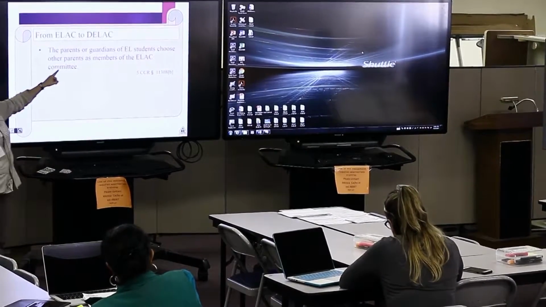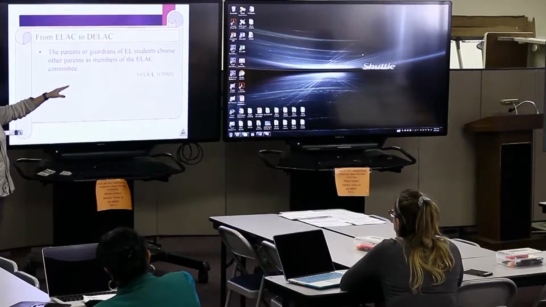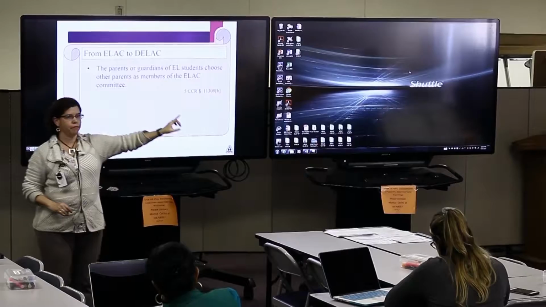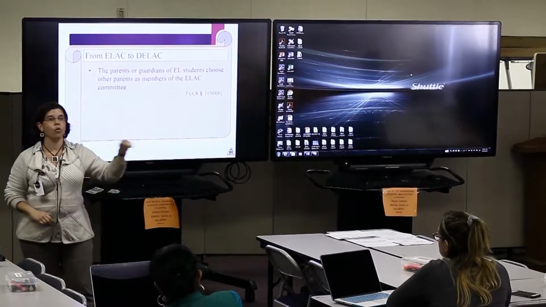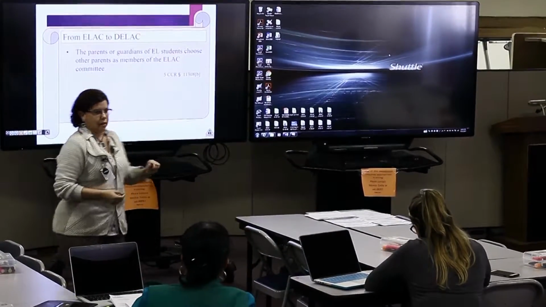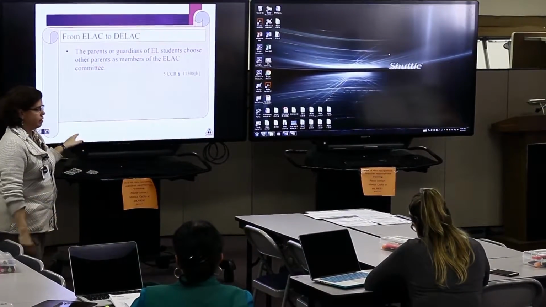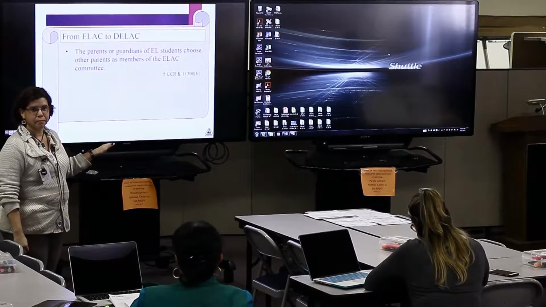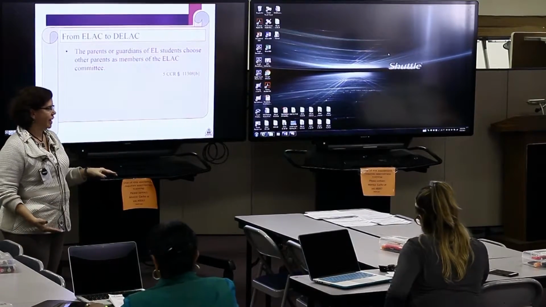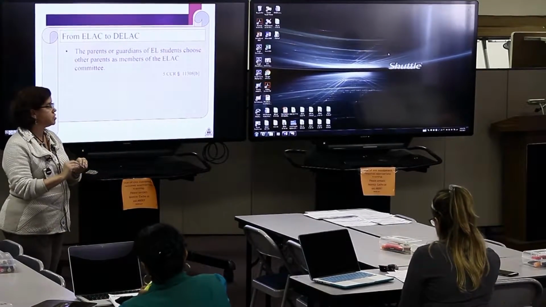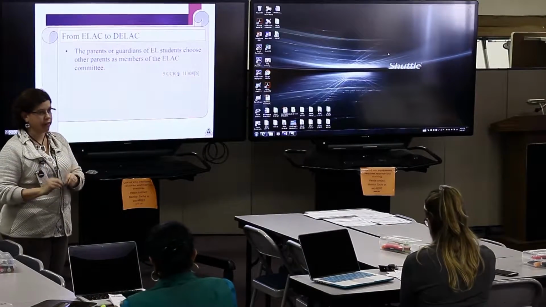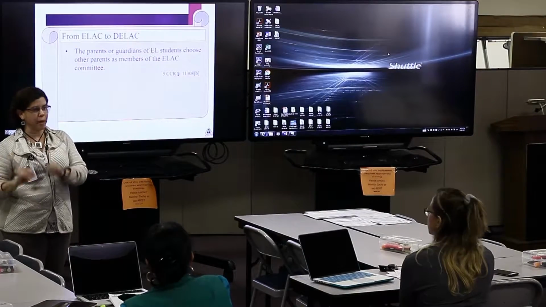The parents or guardians of English learner students choose other parents as members of the ELAC committee. See, that's why we can vote for them, but they don't get to vote for us or themselves. This is not a practice that has been held in Sweetwater to the degree that we need it to be held to. But you see how it's not that complicated at all. And then in your minutes, what would you say? The parents of English learners voted, and the following parents are now members of the ELAC.